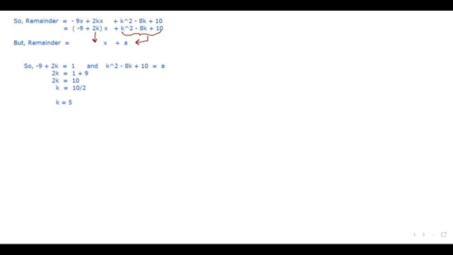Let me substitute using k is equal to 5. All of you put the value of k as 5 and find out the value of a. So I'm going to get 5 square minus 8 into 5 minus 8.